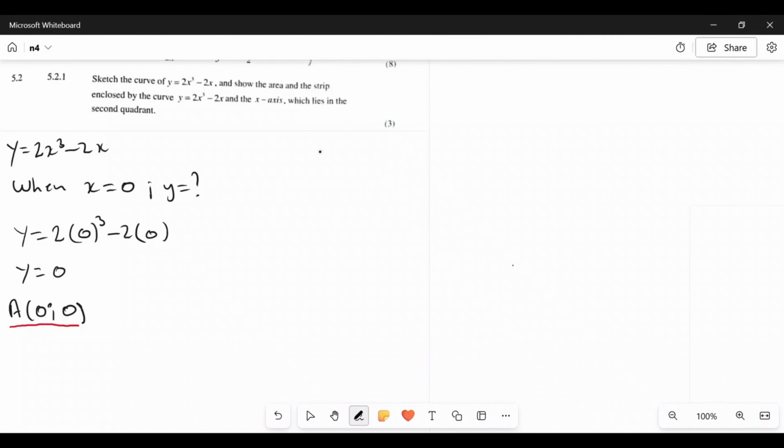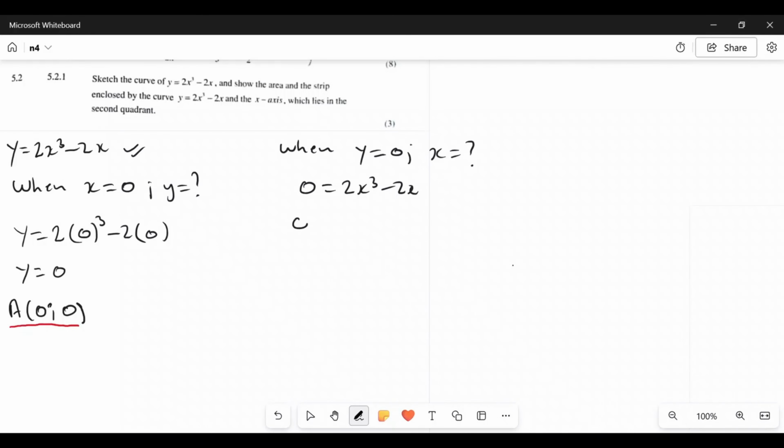Now let's look at other coordinates when our y is 0. So we can say when y is equal to 0, what is our x? We're going to use the very same function in order for us to get our x values. Wherever there is y, we substitute with 0. So if y is equal to 2x cubed minus 2x, instead of writing y, we're going to write 0 there, which is equal to 2x cubed minus 2x. Now, when it's like this, we start solving for x.